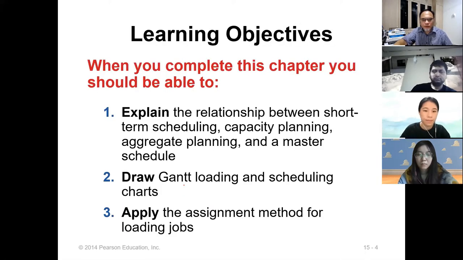Okay, so there is a difference between short-term scheduling, capacity planning, aggregate planning, and master schedule. We have done all those already. So this is almost the final topic regarding operations, production planning and control, or operations planning and control, from aggregate planning, master schedule, capacity planning, to short-term scheduling.